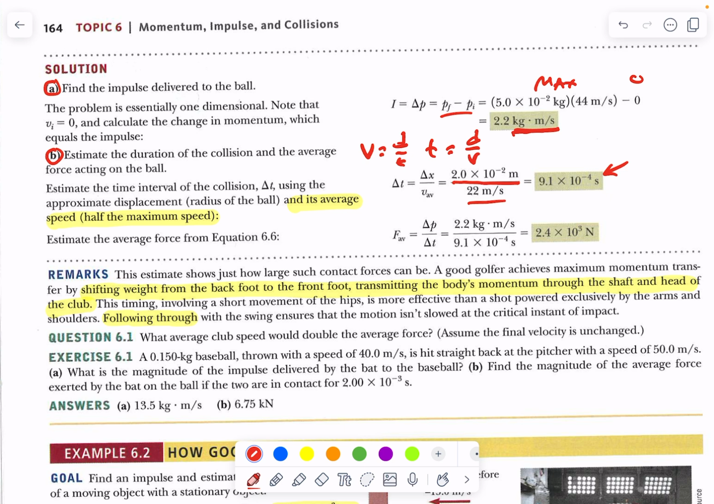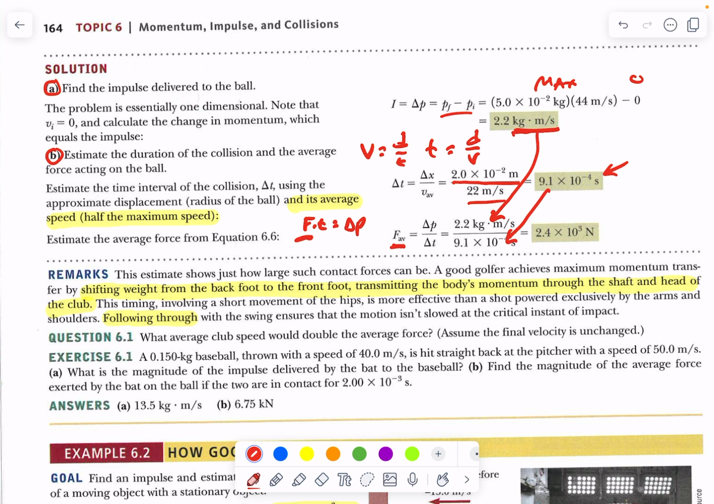And so now when we go to find the force, remembering that force times time equals my change in momentum, we solve this for my force. And so we put the change in momentum in the numerator right there, and the change in time in the denominator, and we get a force of 2,400 newtons.